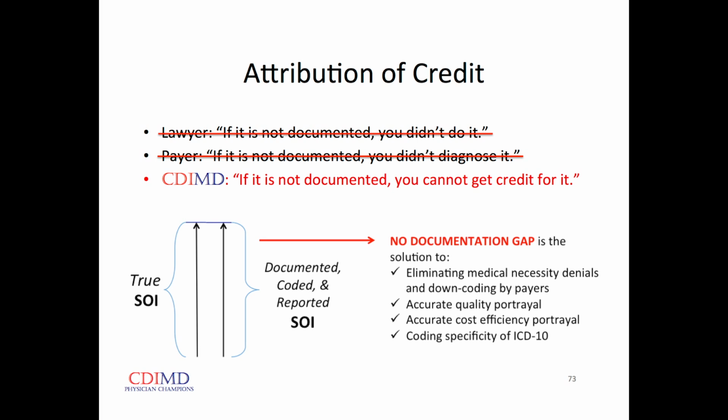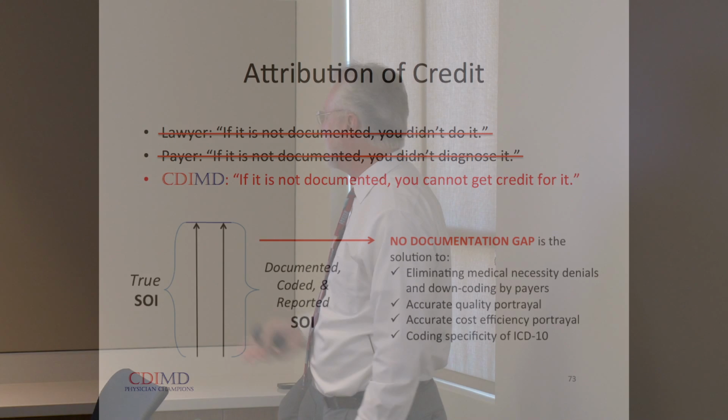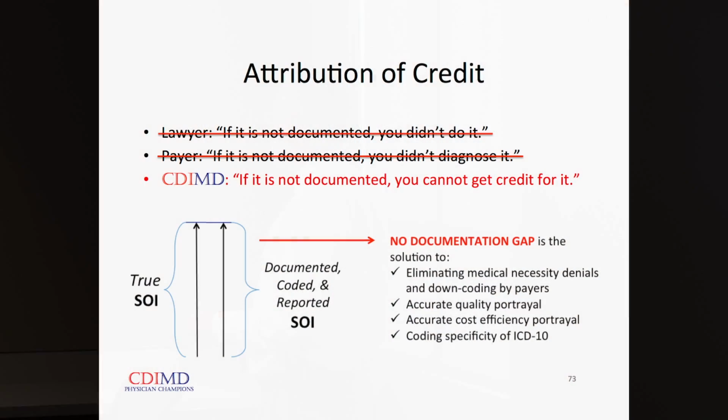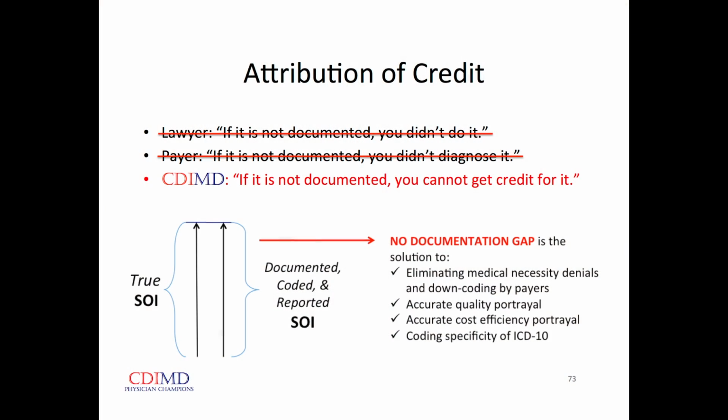We want our patient's true, accurate, total, complete complexity of illness to be described in language on the medical record that the coders can use to give us credit for it as they translate our language into the administrative languages of ICD-9 and ICD-10. Because we want to eliminate downcoding, we want to eliminate denials of payment based on an inadequate representation of the medical necessity for whatever service we provided or procedure we performed. And remember, medical necessity is in the eyes of the payer, not in the eyes of the physician. And we want our quality portrayal for sure to be accurate and our cost efficiency portrayal to be accurate.